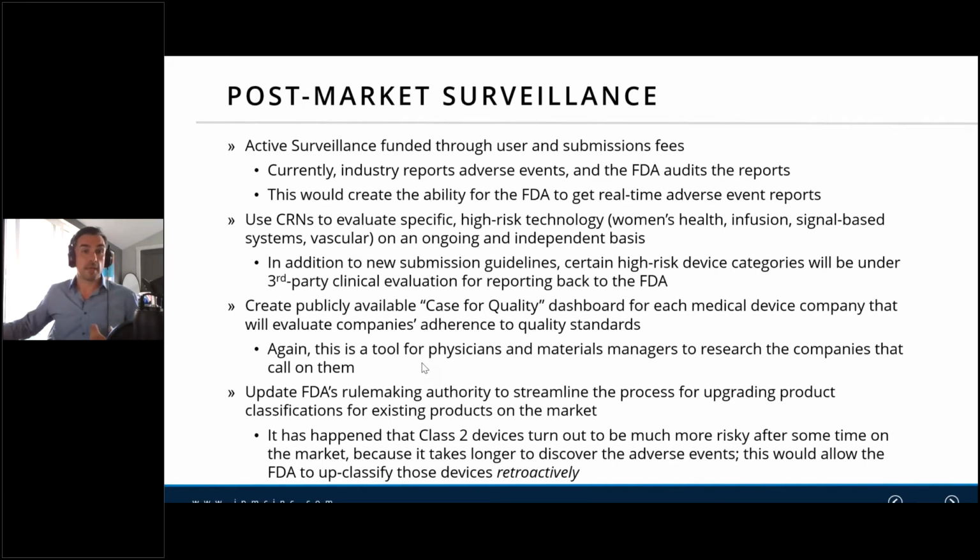And then update its rulemaking authority to streamline the process for upgrading product classifications, right? So this is a big deal. This is, I think, one of the biggest things for post-market surveillance that will impact all of us: these high-risk categories. So let's take women's health as an example, right? Women's health historically, back in the late 90s, early 2000s.